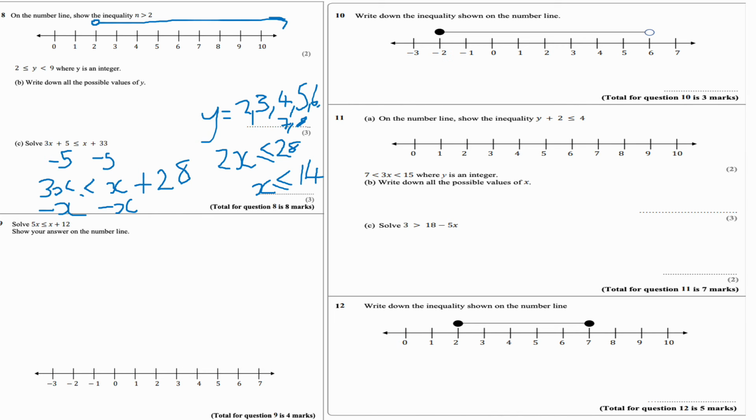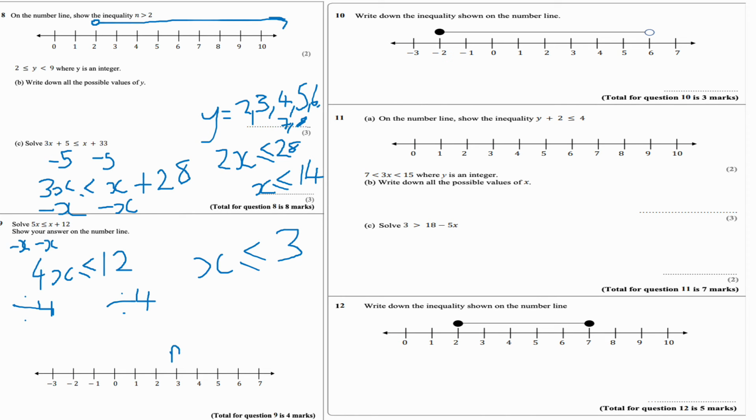This is question number 9. Solve this inequality. Okay, show your answer on a number line. Well, if I minus x on both sides of my inequality, I get 4x is less than or equal to 12. Dividing both sides by 4, I get that x is less than or equal to 3.